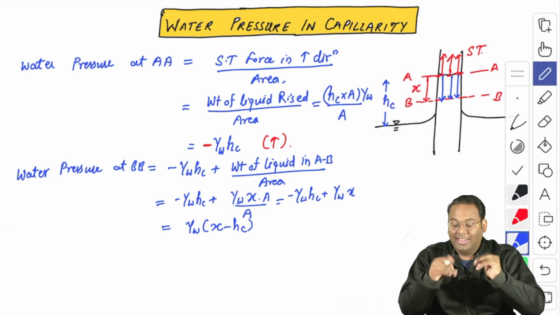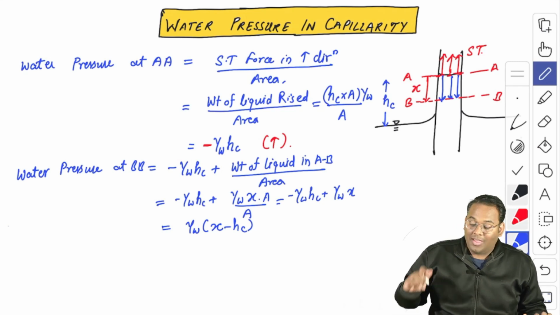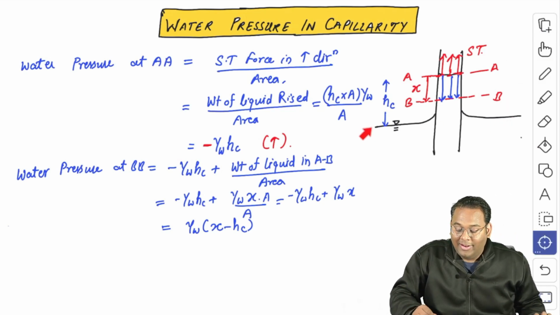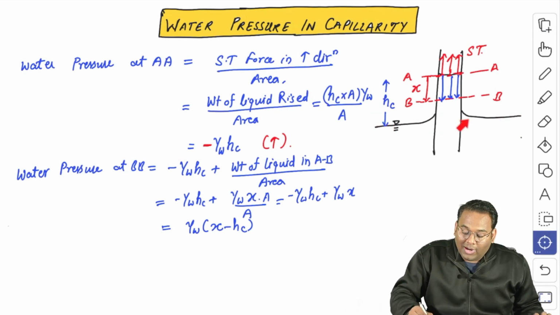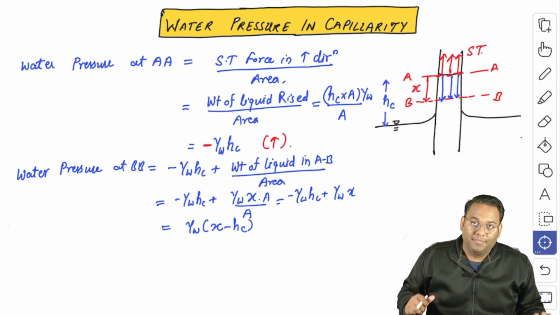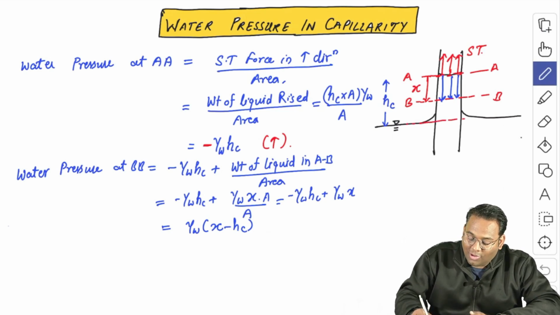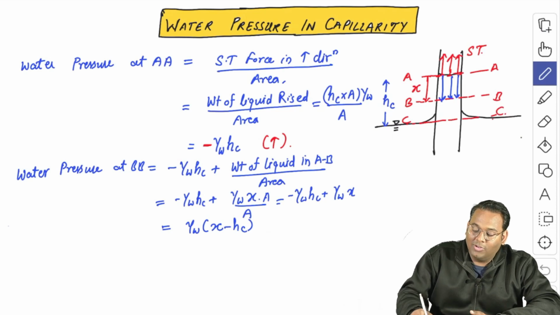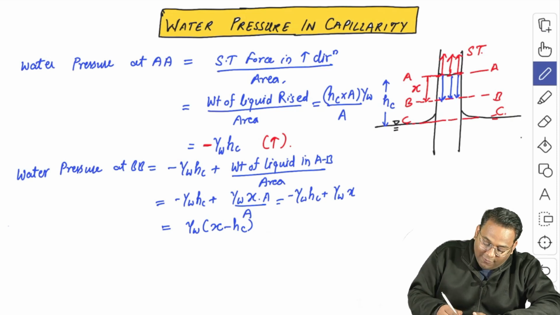Here you can see that the value of X can also vary, but up to the normal water level, the value of X will be less than hc. Hence, up to the normal water level, the net sign of this term will be negative. But if I ask you what the value of water pressure is at this normal water level, let me write that normal water level as the layer CC. So now can you tell me what the water pressure will be at level CC?